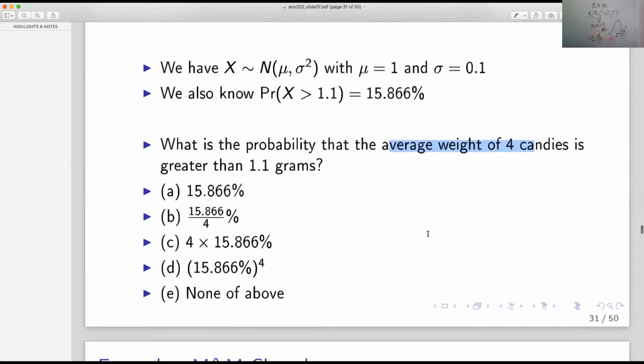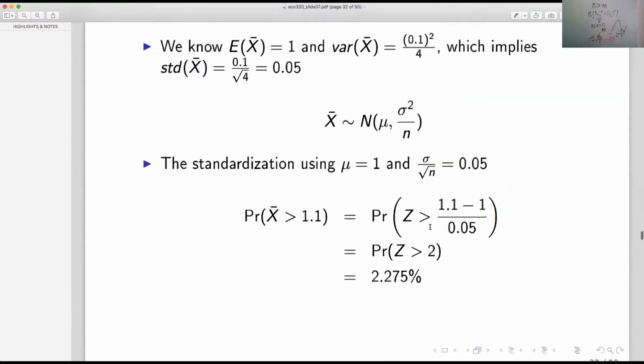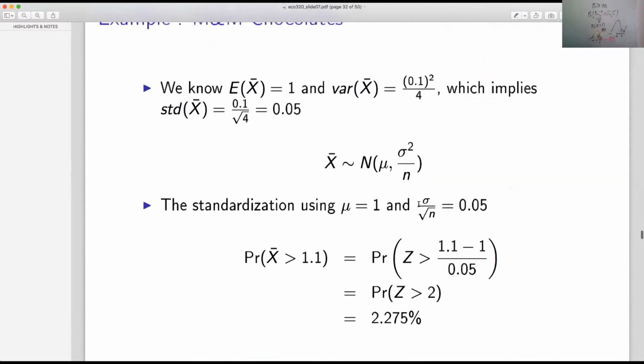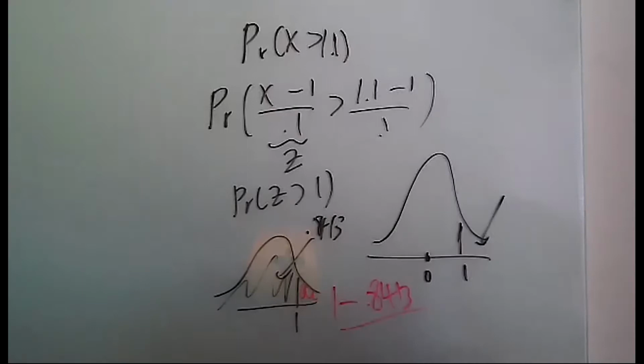So I'm revealing the answer. You might want to pause the video, okay? So the difference is like that. You have to find the standard error. So you need to find the standard deviation. For example, we know the standard deviation in the previous case was 0.1, but I will just explain on the board.